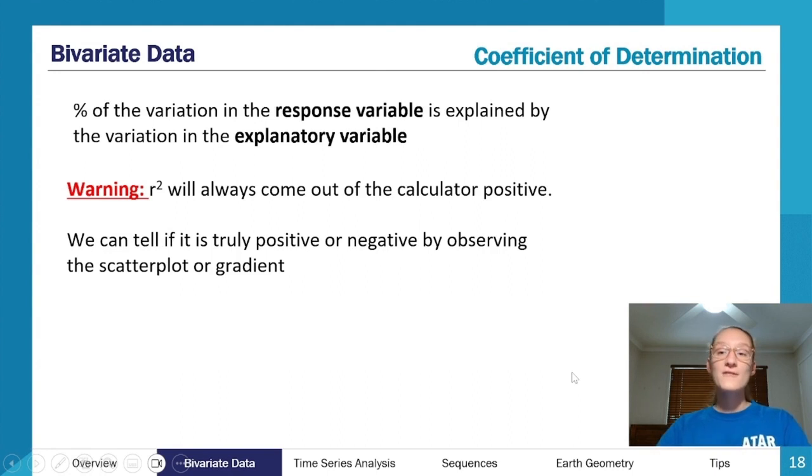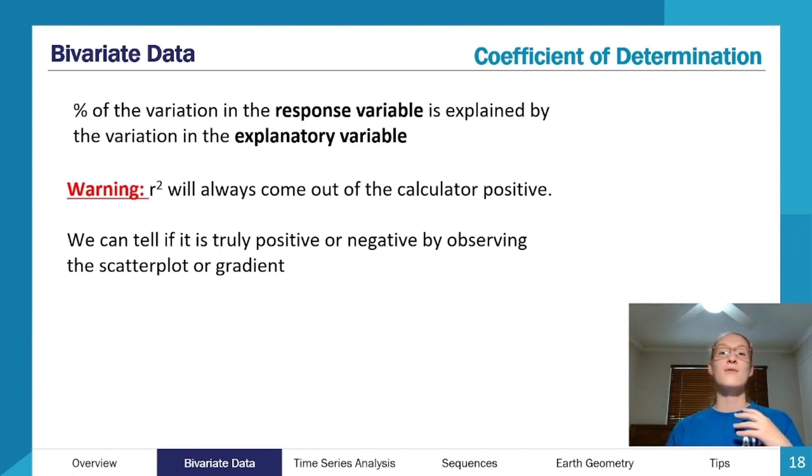The coefficient of determination, you might remember as well, is quite heavily connected to our R value, because the coefficient of determination is R squared, and how you calculate it is literally R squared. So once you have your correlation coefficient, you can take that number, square it, and that gives you your coefficient of determination. A word of warning here: no matter whether your R value is positive or negative, once you square it, it will always come out positive.